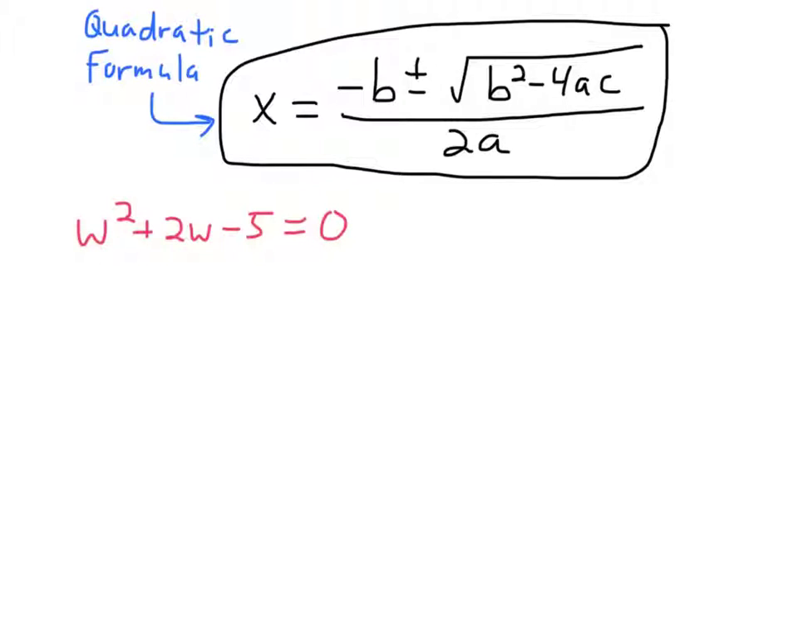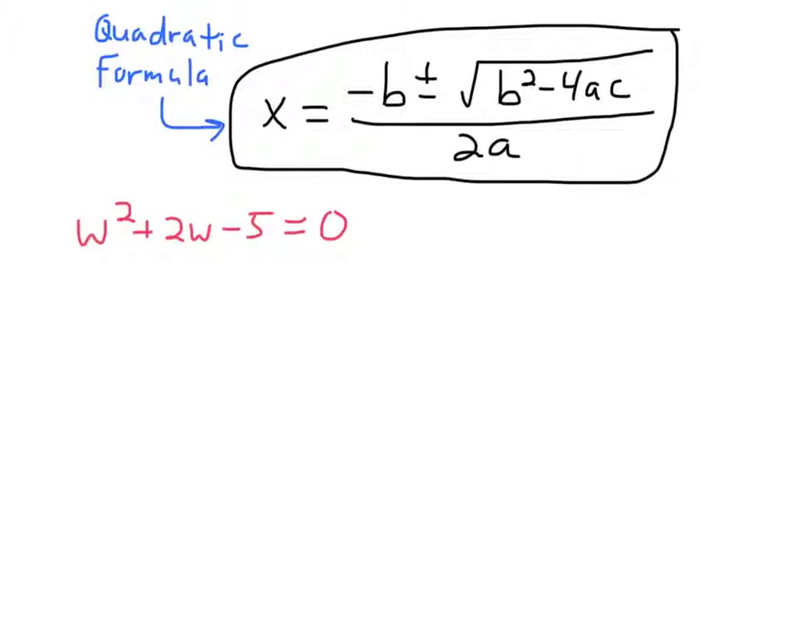Now we could go through and complete the square on this whole expression, which would require us to add 5 to both sides and then take half of the 2 and square it and add it to both sides and then factor into the square of the binomial and go through the entire process. But the quadratic formula, this formula right up here, tells us what we're going to end up with if we do that whole process. So it would be faster just to use the quadratic formula.